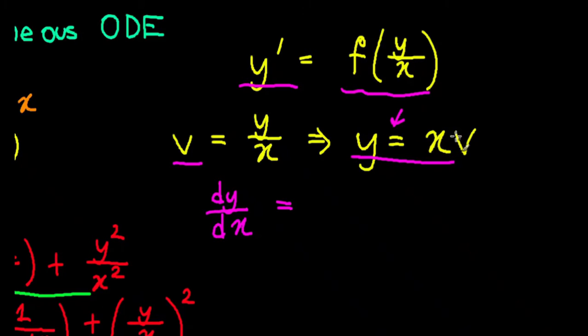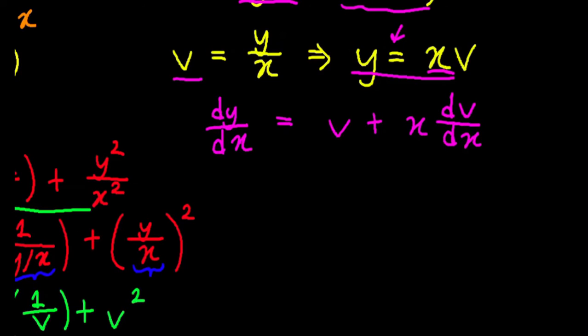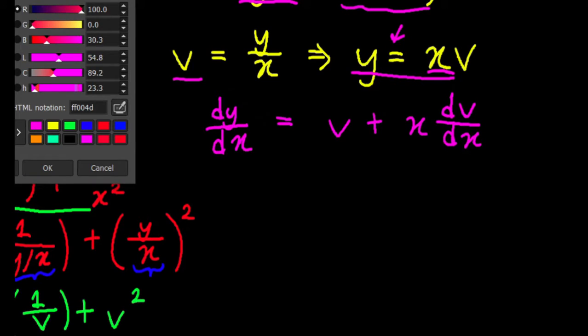It's going to be, using the product rule, first differentiate x and keep v the same. So the derivative of x with respect to x is just 1, so 1 multiplied by v, or just v, plus keep x the same and differentiate v with respect to x. So x multiplied by the derivative of v with respect to x. So the main thing is we can express dy by dx like this. And now, what happens if we plug this expression into our original differential equation?